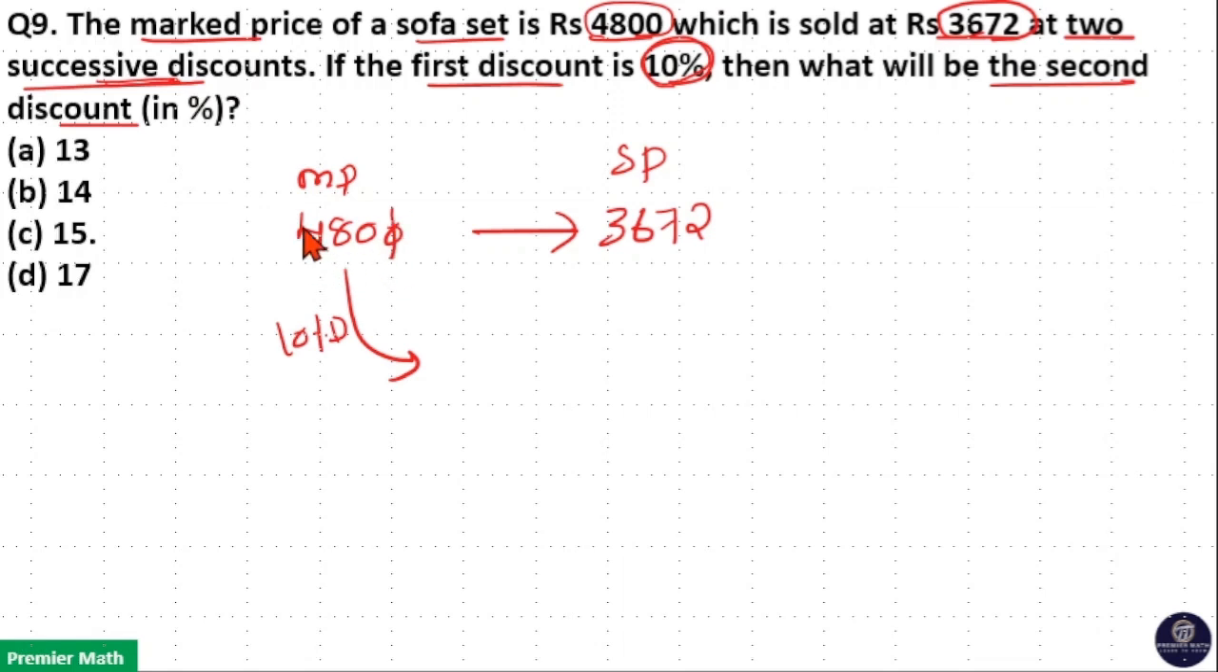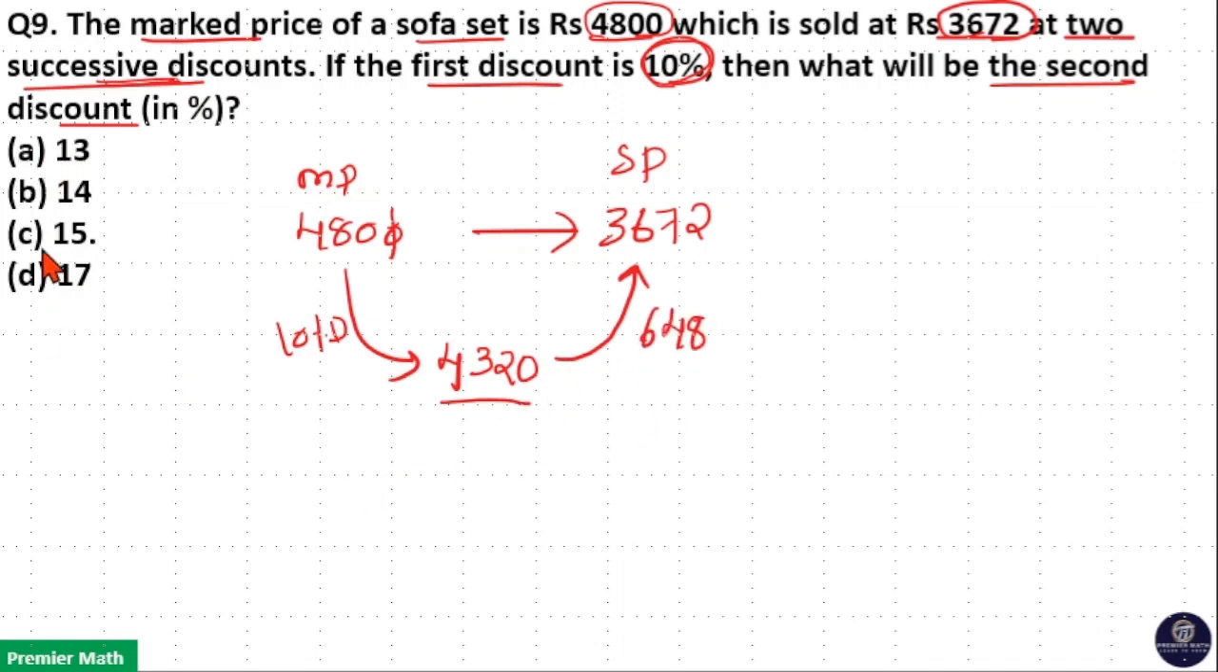Now this 10% discount is on this 4800. Now 10% of 4800 is 480. 4800 minus 480 is equal to, if I subtract 500, which will become 4300. So 4320 is the price after 10% discount on this marked price. Now here difference between these two. Here selling price is 3672. Price after first discount is 4320. Now difference between these two. 672 plus 28 is 700. So 328 plus 320, 648 is the difference.